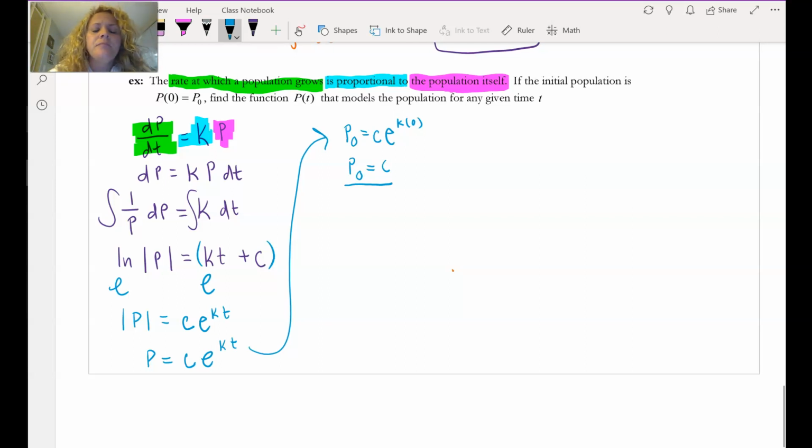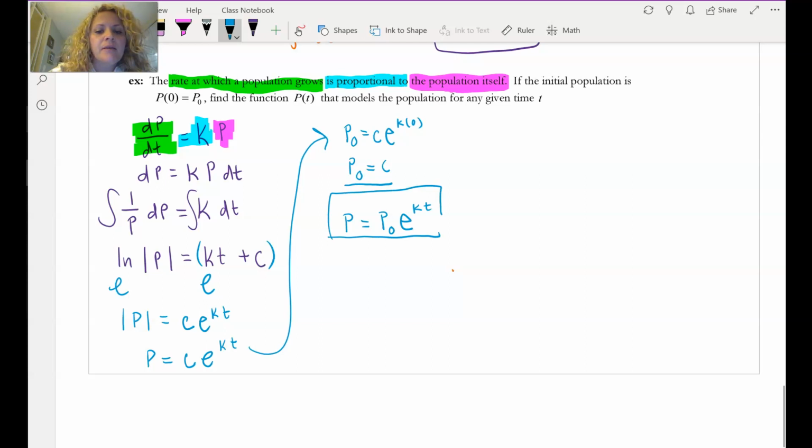All right, so if I go back to rewrite my equation, I've got that at any time, our population P is our initial population, P sub 0, because that's what we got for C, times e to the power of kt. And that's it. That's our final answer there.